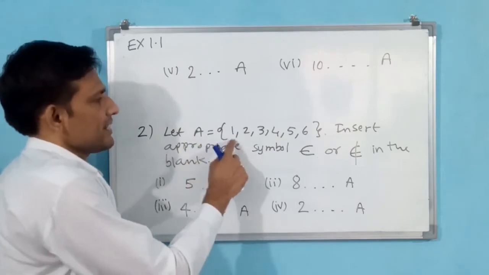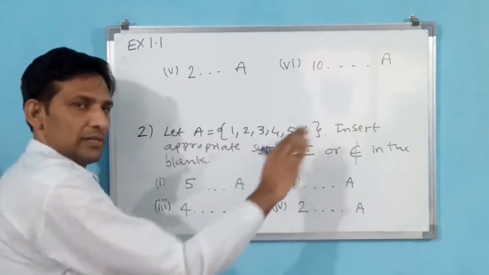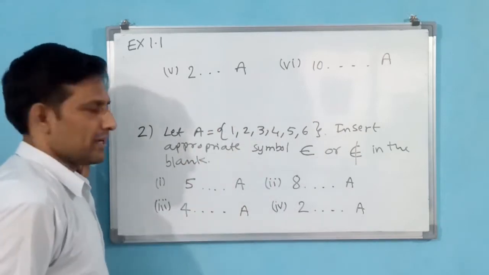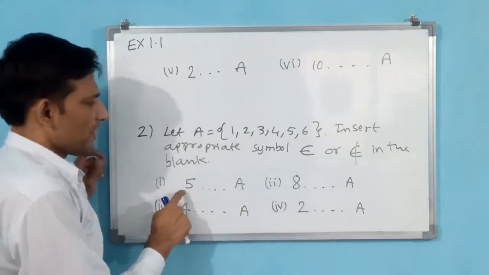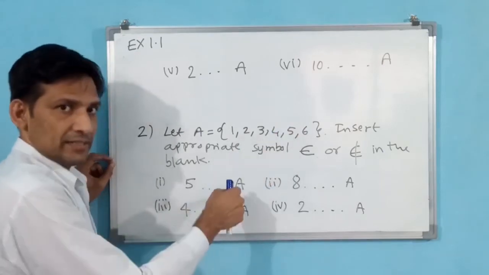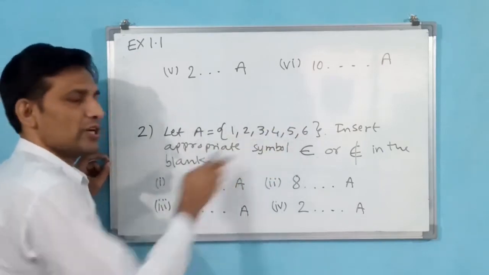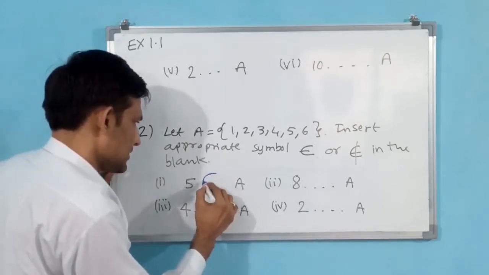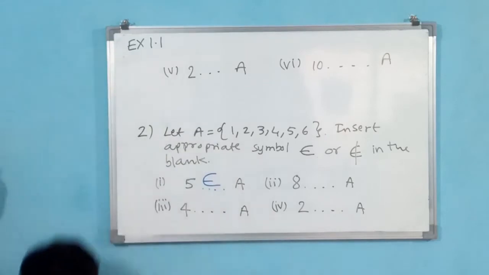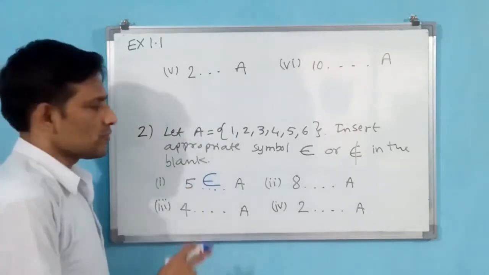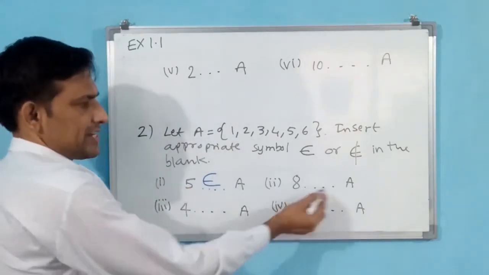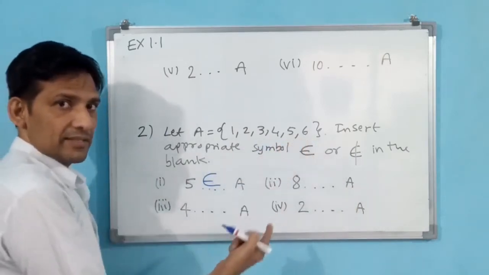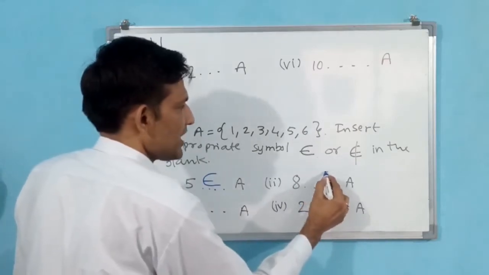This set contains 1 to 6. Natural numbers, or whatever it may be, integers or whole numbers. See here, 5 is there? Yes. If 5 is there, 5 belongs to A, so automatically we write the belongs-to symbol. Okay? In this way, you have to write. Next, 8 blank A. 8 is not there. That is why 8 does not belong to set A.